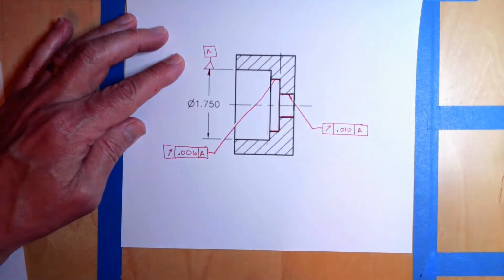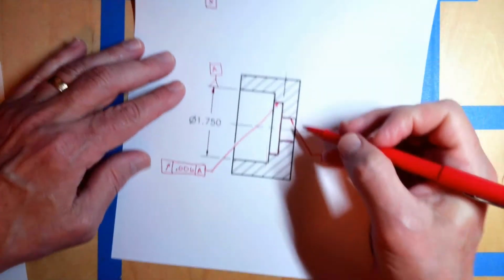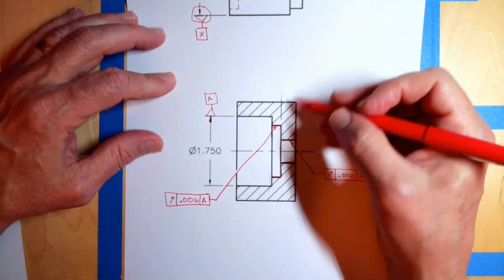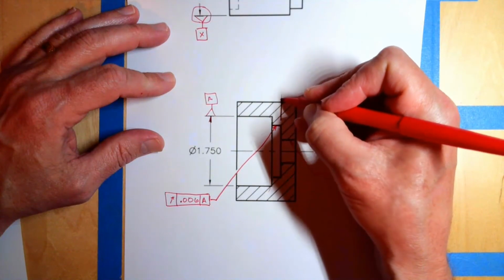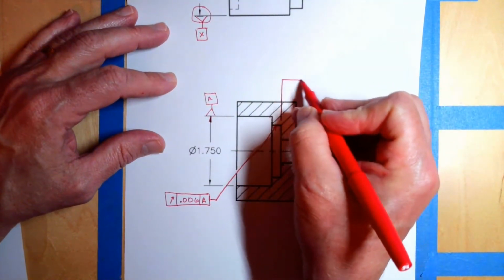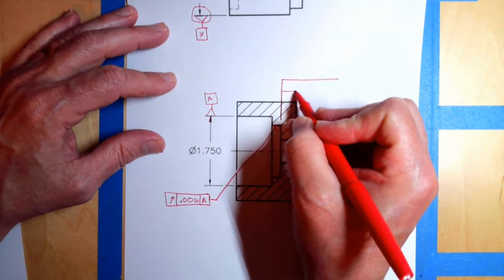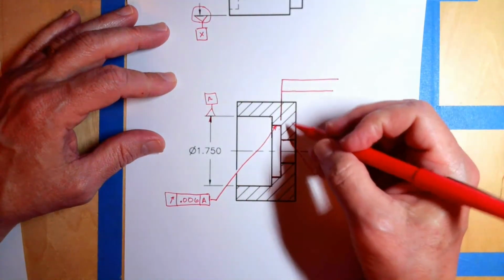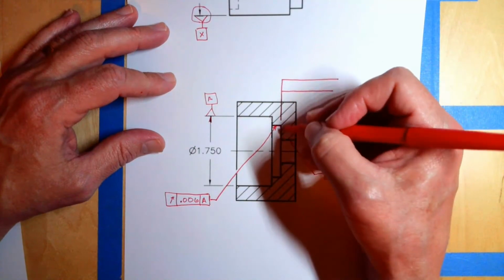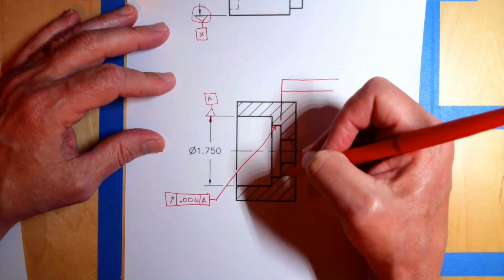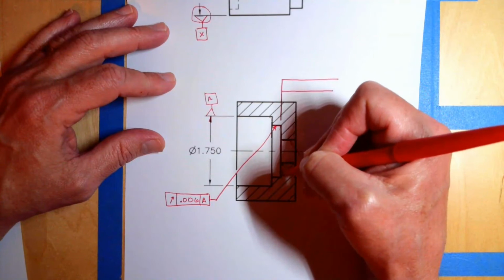Again, relative to A. And don't forget your arrowhead. So how do we do it off this part then? Well, you can kind of see the extension line. We're going to have an extension line coming off here. Now, you might not have known this, but you can have an extension line that's not associated with any dimension, right? An extension line is just how we point to or indicate a surface. So we're indicating this surface right here.